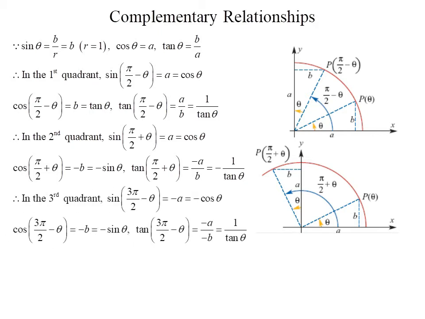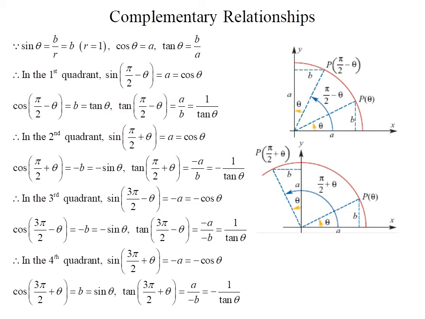In the third quadrant, sine 3 pi over 2 minus theta equals negative cosine theta, while cosine 3 pi over 2 minus theta equals negative sine theta. Tangent 3 pi over 2 minus theta equals 1 over tangent theta. In the fourth quadrant, sine 3 pi over 2 plus theta equals negative cosine theta. Cosine 3 pi over 2 plus theta equals sine theta. Tangent 3 pi over 2 plus theta equals negative 1 over tangent theta.